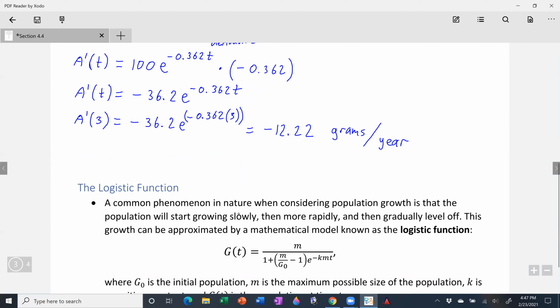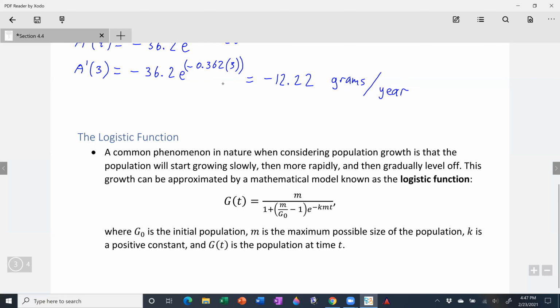All right, so I'll make a separate video to pick up on the logistic function. All right, so stick around for that.